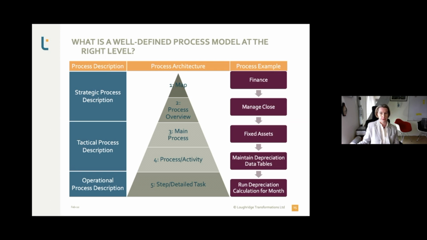Okay, so what is a process model and what's the right level? Well, that does depend a lot on your organization, what you're wanting to achieve, and where the benefits stem from. On the screen now, I have a typical process architecture, and we've used an example from the period end closing as an illustration. But the big question here is, how much do I really need and what's just bureaucracy?